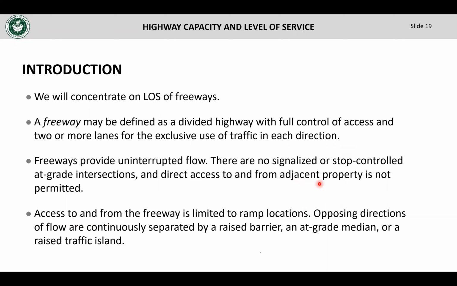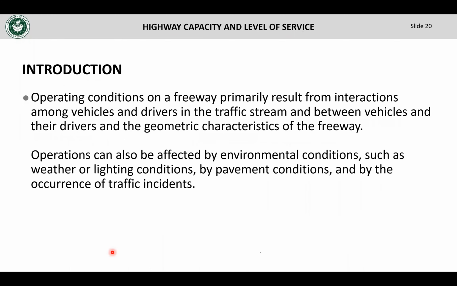Actually, this is kind of redundant here. But another defining characteristic is that opposing directions of flow are continuously separated by a raised barrier, an at-grade median, or a raised traffic island. Now, this is important. The operating conditions on a freeway result primarily from interactions among vehicles and drivers in the traffic stream and between vehicles and drivers and the geometric characteristics of the freeway. That means we don't have any elements on the freeway itself that are going to control that traffic flow. It's just arising from the interaction between individual drivers.